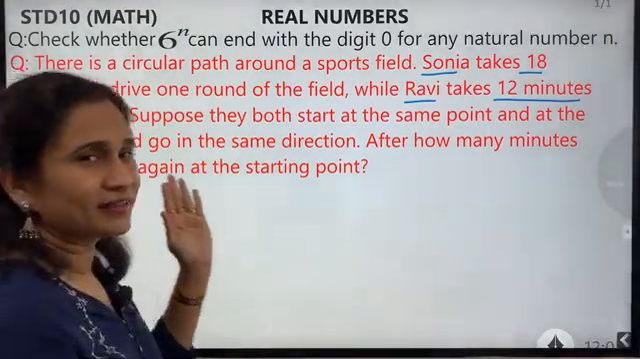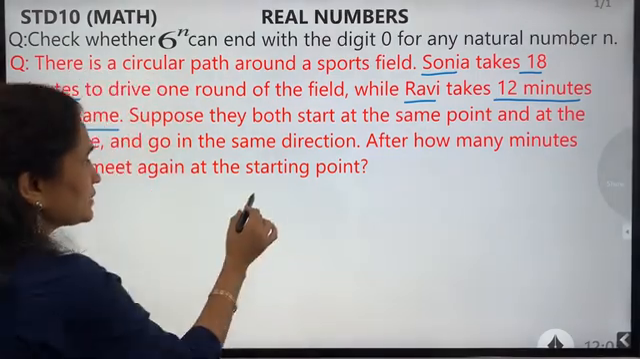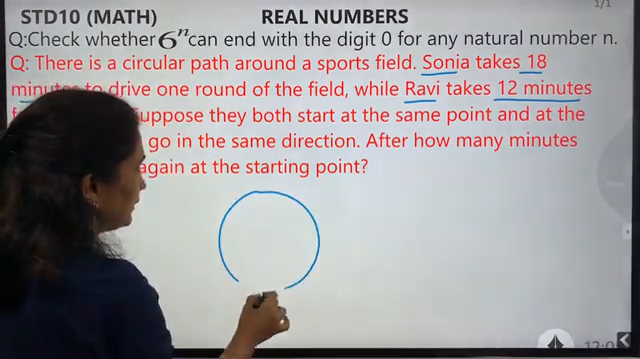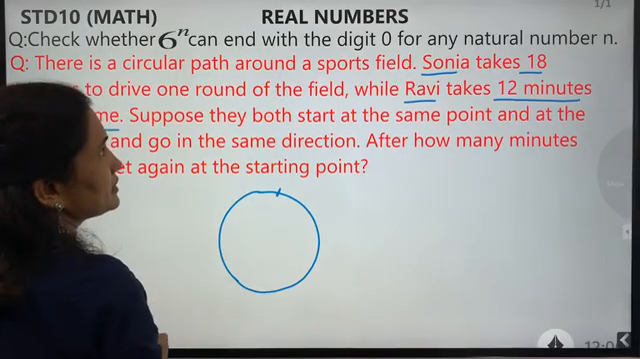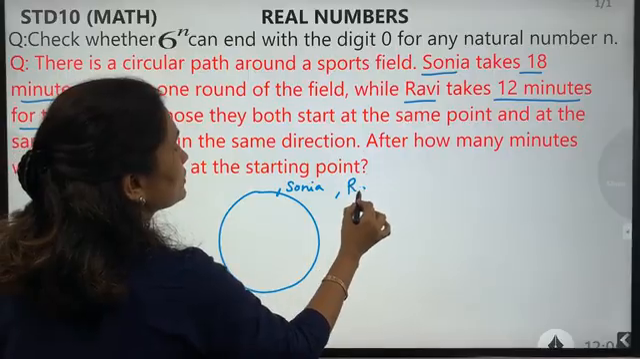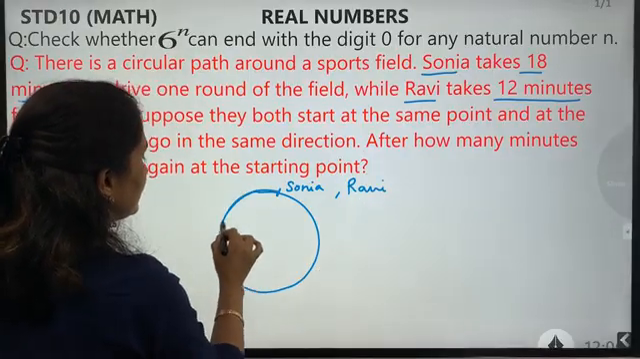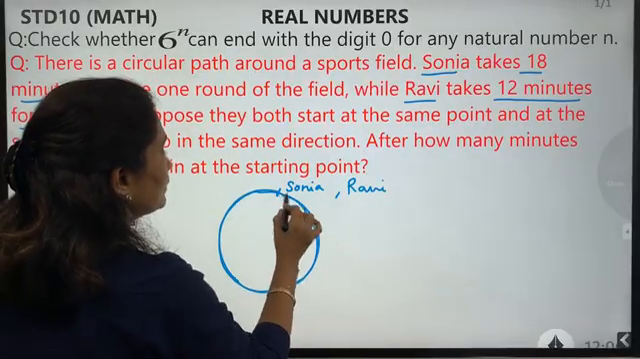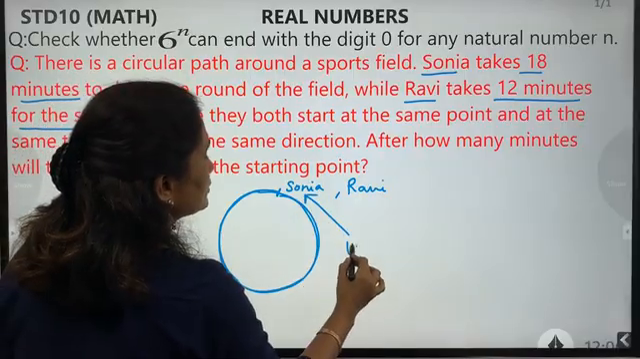Suppose they both start at the same point. Say this is the circle they need to complete. So here is where they both are starting. Sonia is starting over here, and Ravi is also starting over here, and they will complete one full circle. But the problem is, Sonia is taking how much time, children?